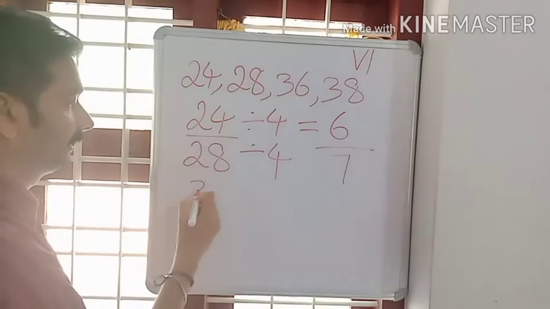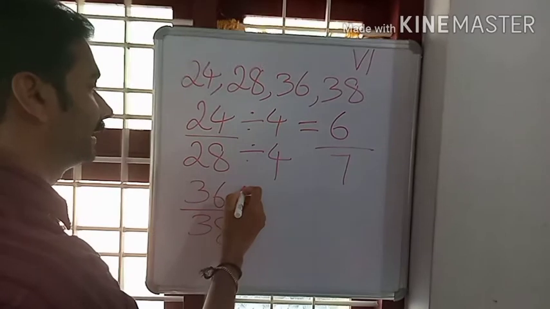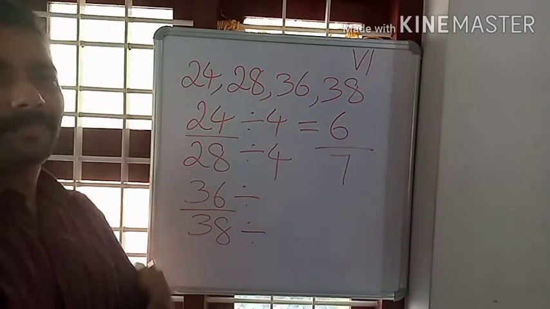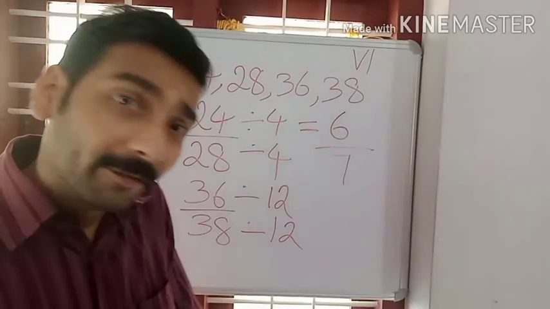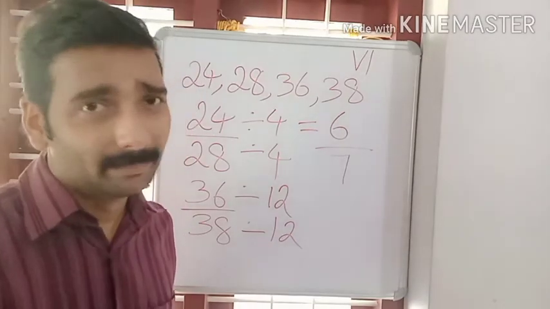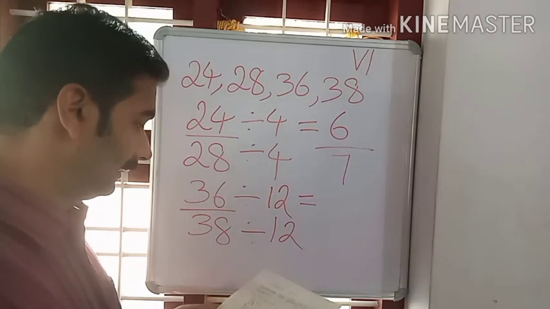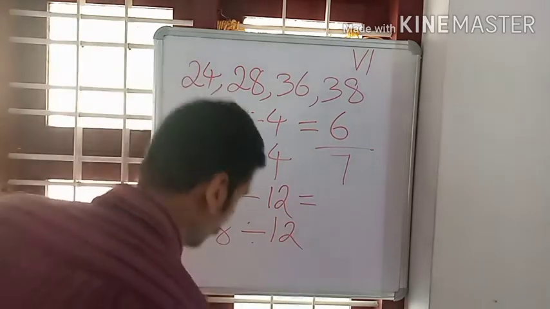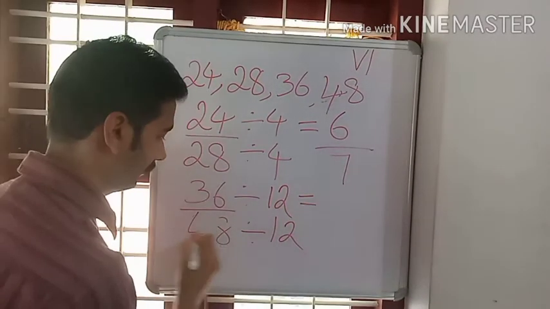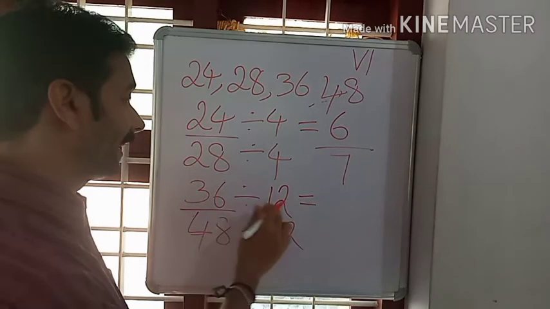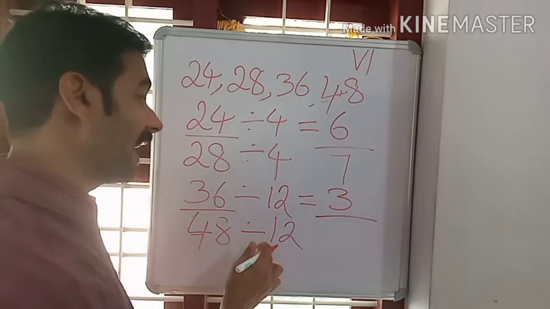Another is 36 upon 38. Sorry, this one is not 38, it is 48. 36 upon 48. It is divisible by 12. You can convert into lowest terms. 36 divided by 12 is 3, upon 48 divided by 12.